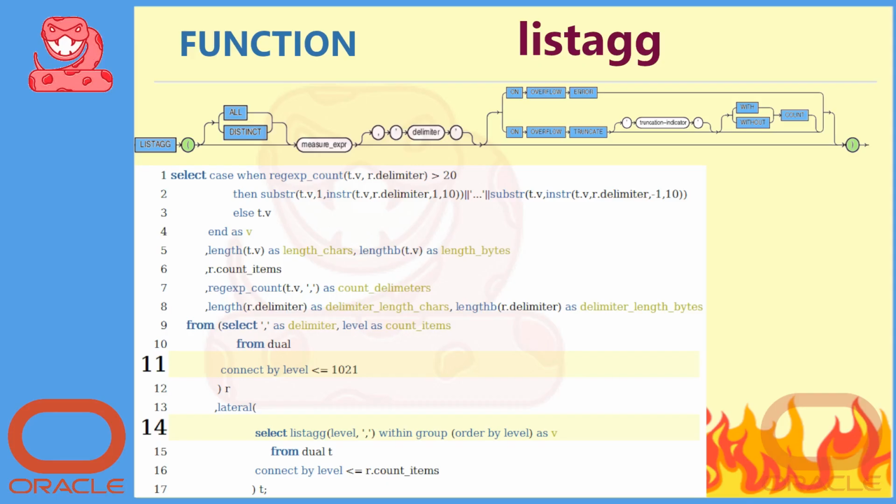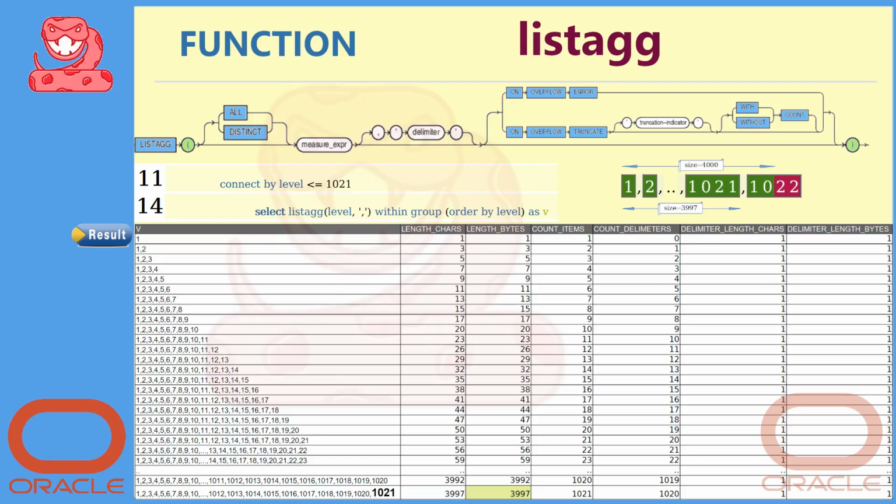For example, let's consider the concatenation of a series of consecutive numbers separated by commas. Without an error, you can output numbers from 1 to 1021. After concatenating the number 1021, the resulting string will have a length of 3997 bytes. There are still 3 bytes left until the 4000 byte limit. But since we have a series of consecutive numbers, the next number 1022 will not fully fit.